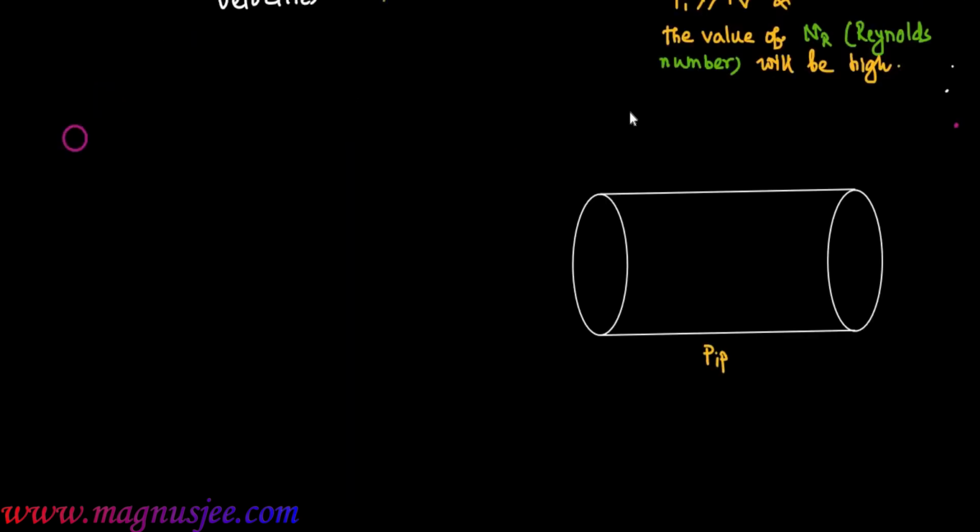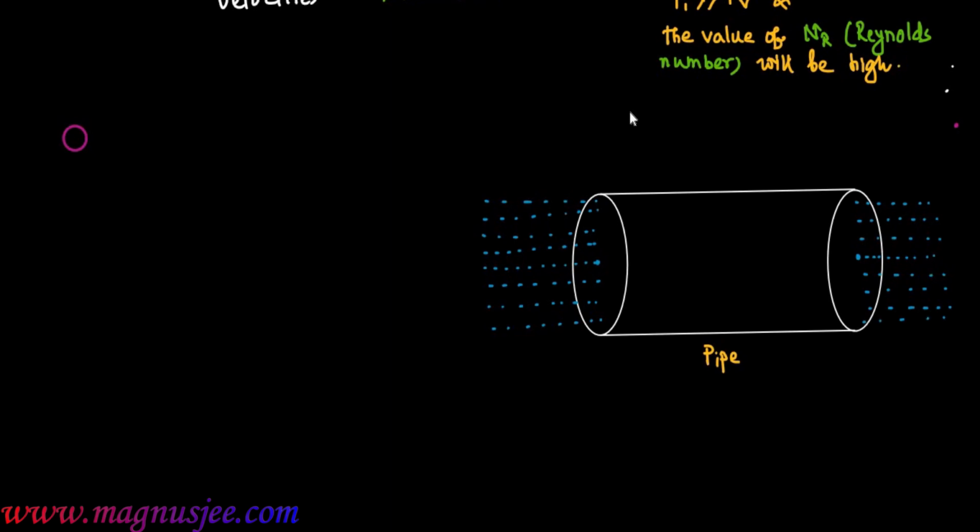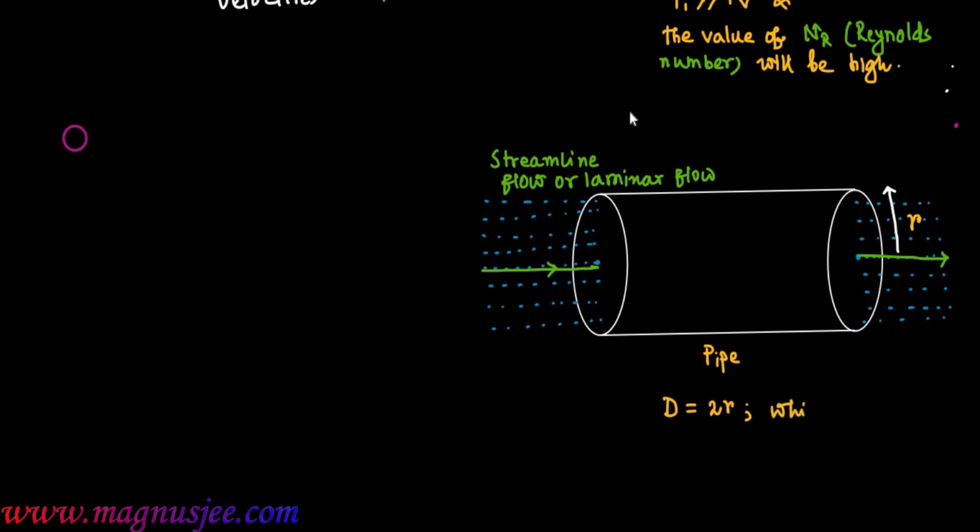Now we can consider a tube through which liquid is flowing and maintaining steady flow, or liquid flow will be laminar. That means liquid flows in the form of different layers. We can denote different layers of liquid or fluid which are flowing through the pipe. This is streamline flow or laminar flow. Through a pipe, liquid flows towards right, and we can denote the radius R. R is the radius of the pipe, and D is equal to 2R, which is the diameter of the pipe.